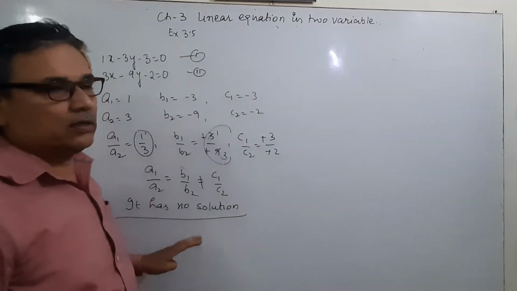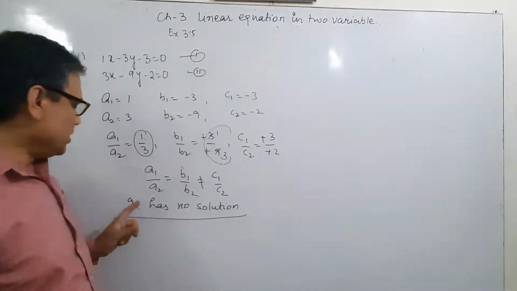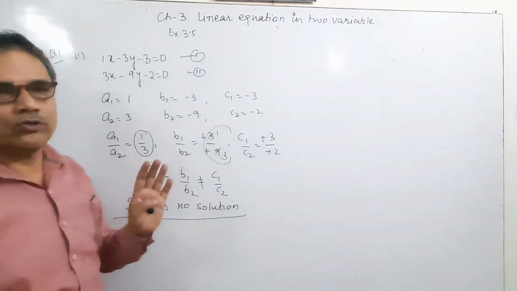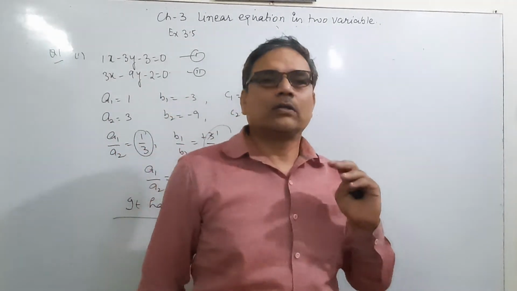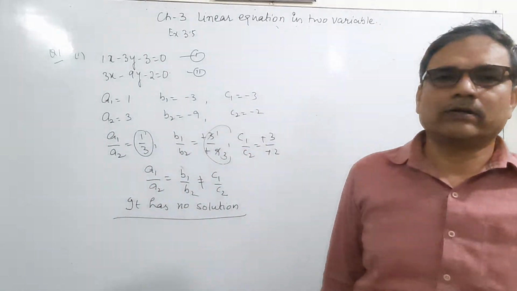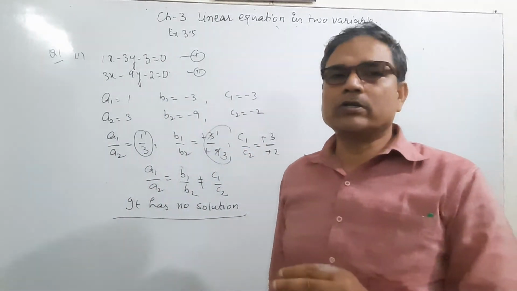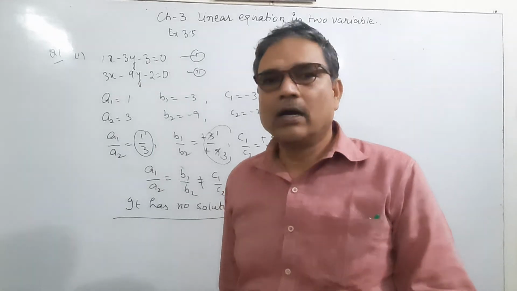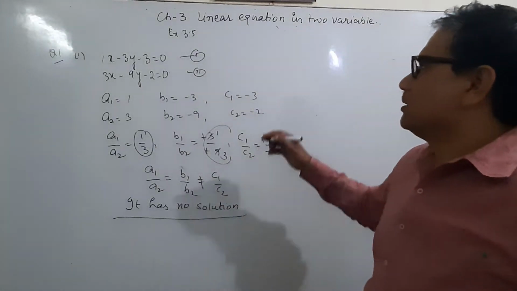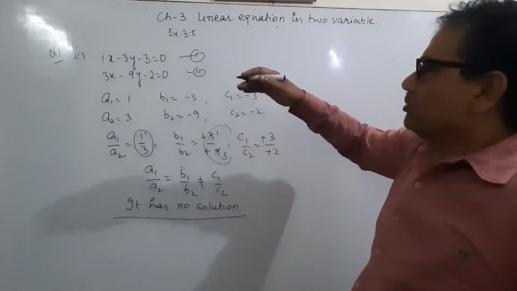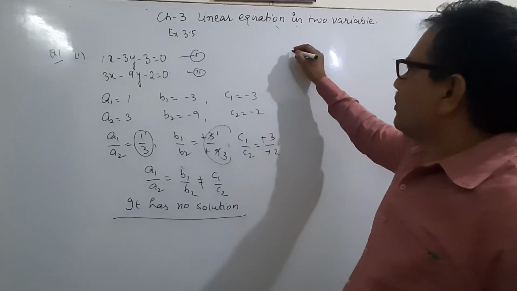In case it is a unique solution, then you have to find it out. In case of no solution and many solutions, you need not find the value of x and the value of y. If it has a unique solution, then you have to find the value of x and the value of y. For example, not from the book, only for question, I am giving another example.